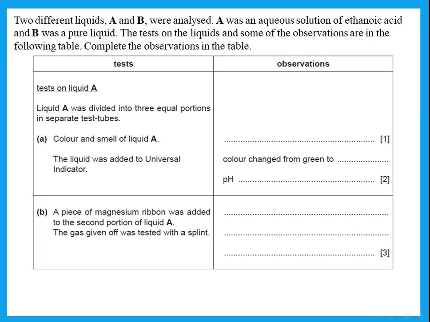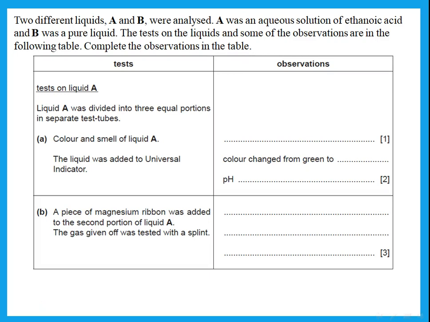Okay, another test. Two different liquids, A and B, were analyzed. A was an aqueous solution of ethanoic acid. So A is ethanoic acid. B is some liquid. Okay? So liquid A was divided into 3 equal portions. Color and smell of liquid A. What is the color and smell of ethanoic acid?